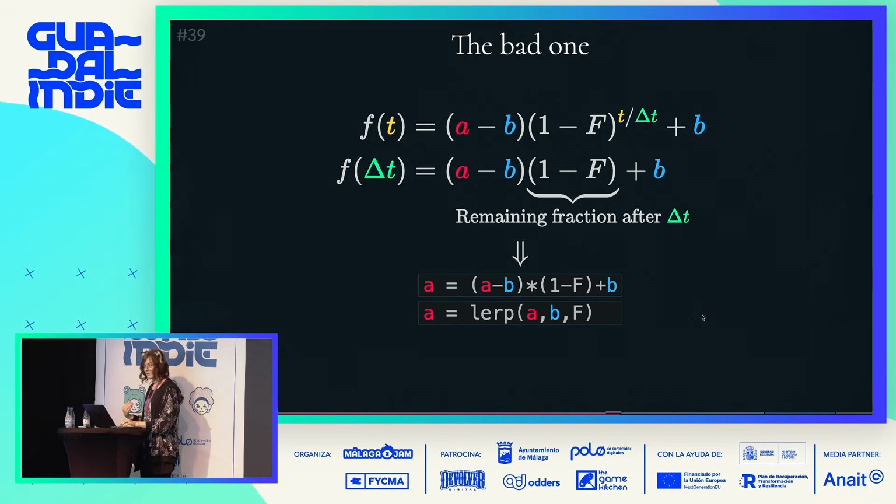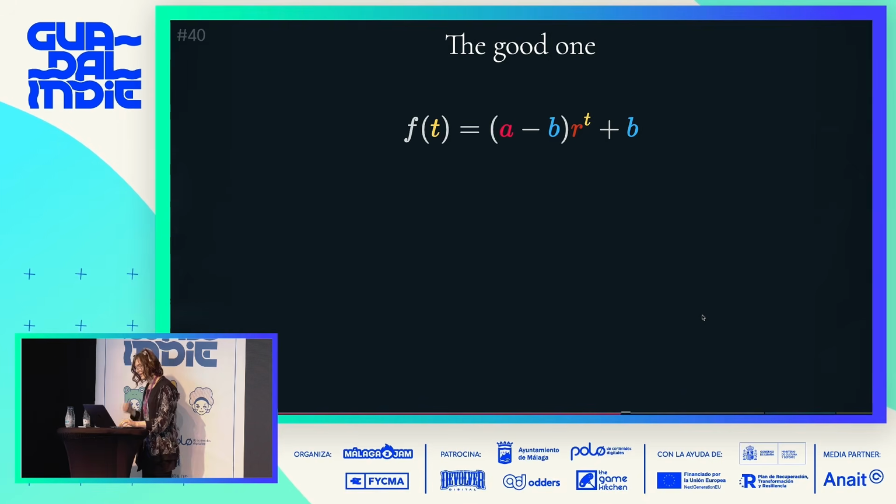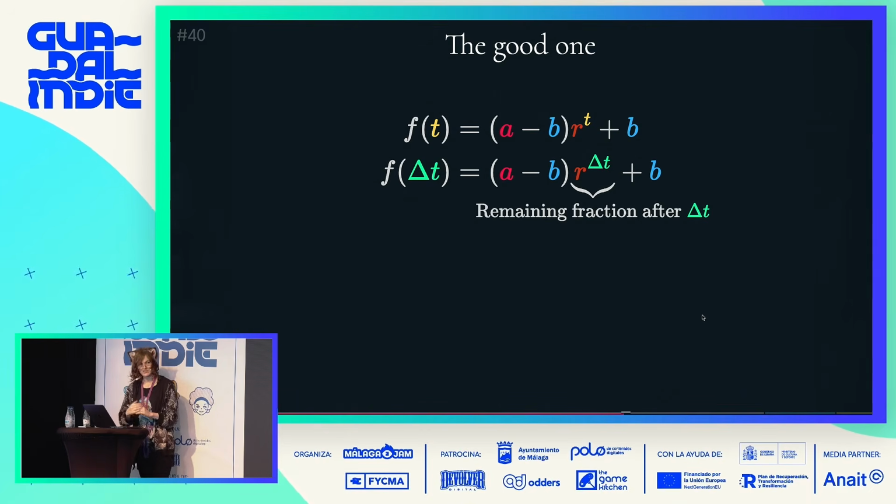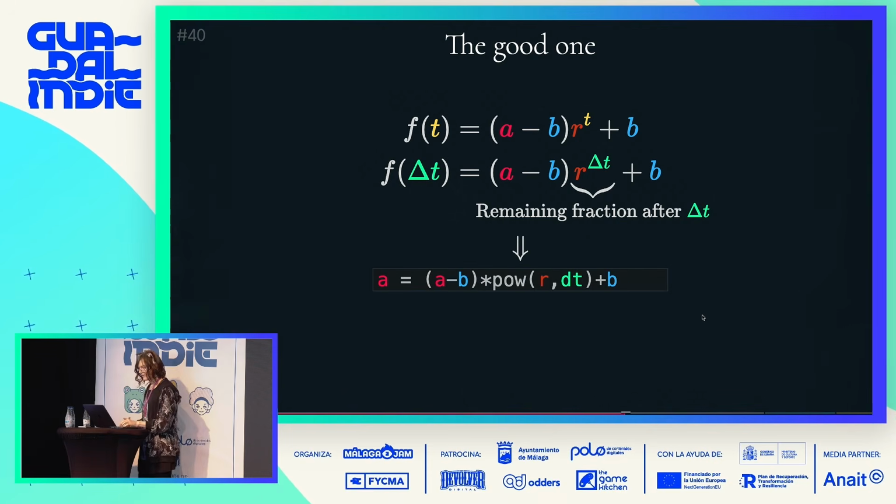But now we need to do this with a fixed version, the good one. So now we have f of t equals a minus b times r to the power of t plus b. And then we look at this function one frame into the future, which is delta time. And then the same thing applies, because this equation has the same structure. So this part right here is just the remaining fraction after delta time has passed, after one frame. And so we can just take that directly and translate that into code. And we get a minus b times pow, which is the power function, so r to the power of delta time, plus b.